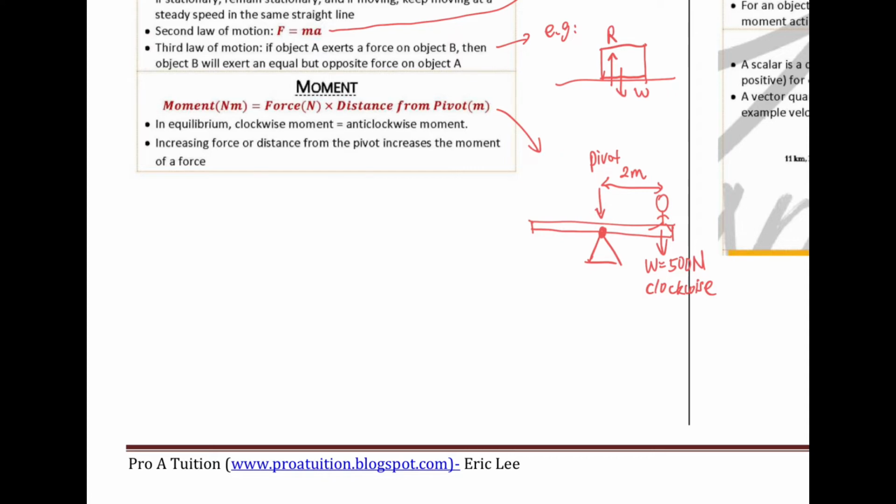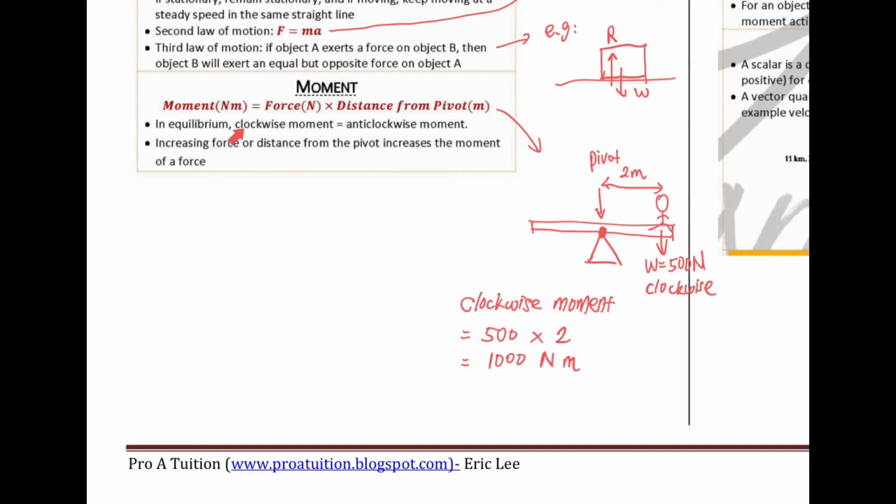So if you want to count clockwise moment, then you just take the force 500 Newton multiplied by the distance from the pivot, which is 2, then you get 1000 Newton meter in the direction of clockwise. Moment is a vector quantity. You see, they care about the direction, clockwise or anti-clockwise.